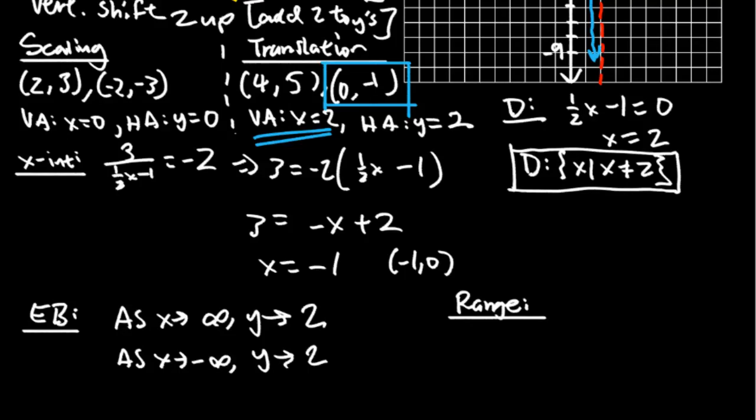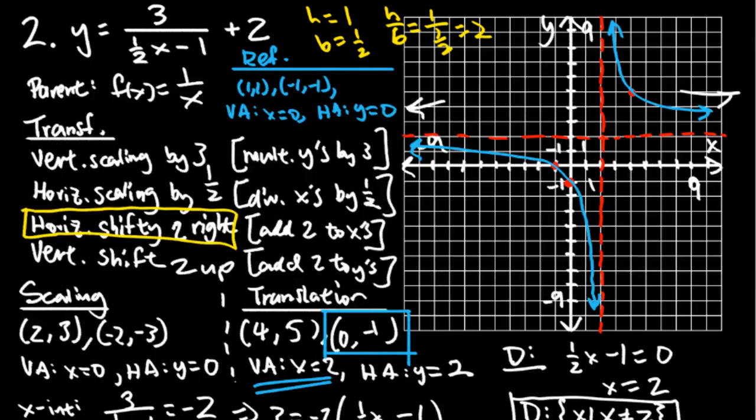And the range, if we look at the function, again, all we're doing is looking at the function. Is there any sort of restriction? Yes. The function is never going to touch y equals 2. Is your range always going to be related to the horizontal asymptote? No, because sometimes you'll have horizontal asymptotes where the function will go through it.